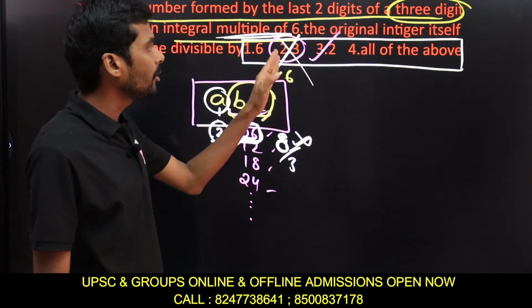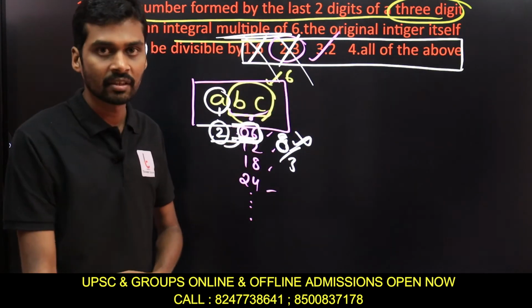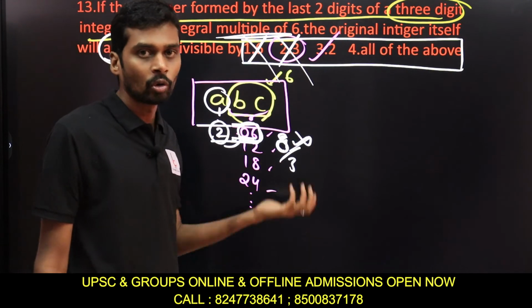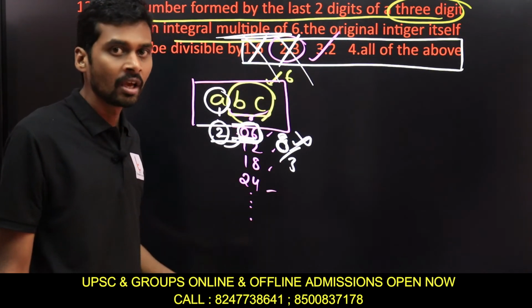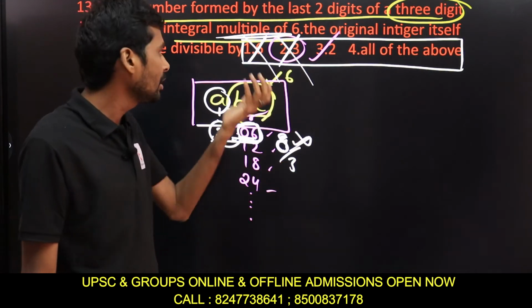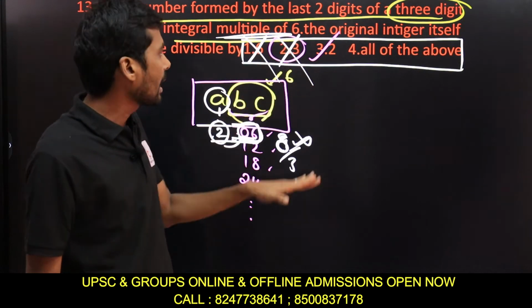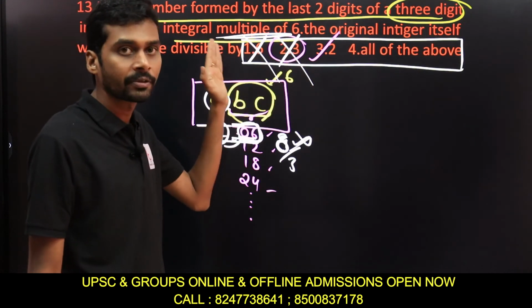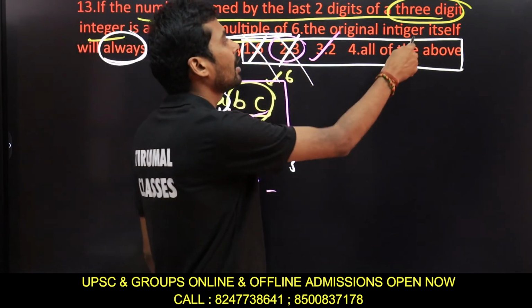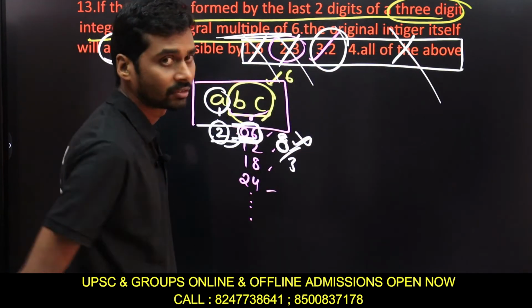Since it is not divisible by 3, it is also not divisible by 6, because what is the rule? The divisibility rule of 6 is: if the number is divisible by both 2 and 3, then only is the number divisible by 6. So since I am eliminating the option of 3, I can also eliminate the option of 6, which means that all of the above is also wrong. So what is the final answer? The final answer is 2.